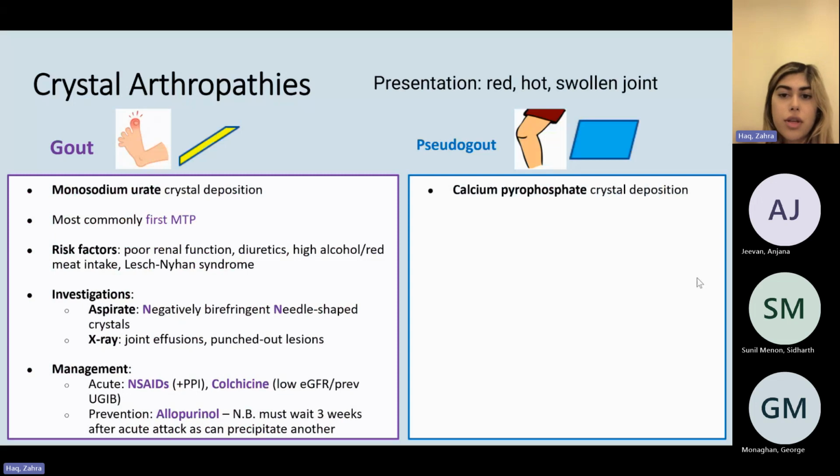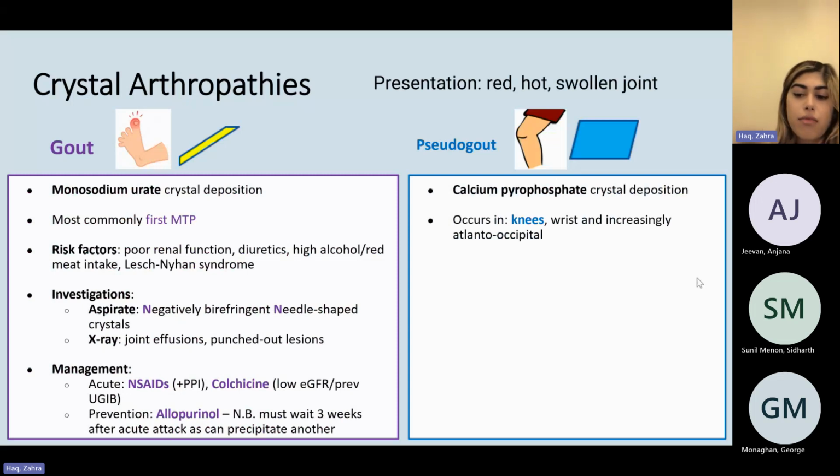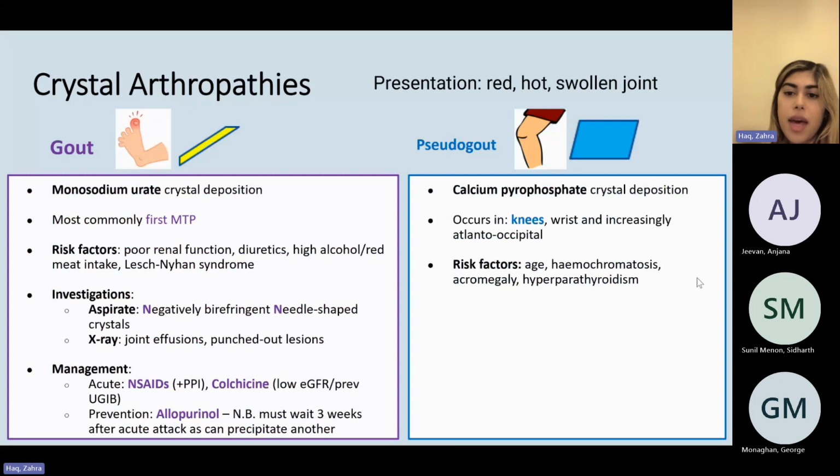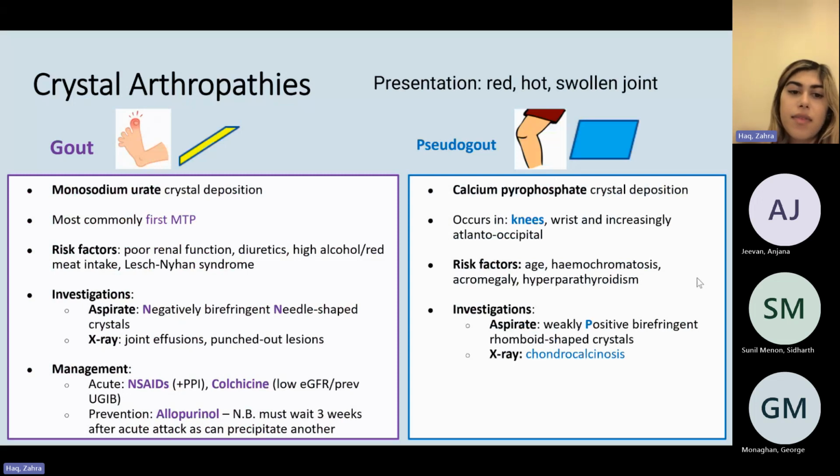So in contrast, pseudogout is calcium pyrophosphate crystals, which are deposited in the joints. And this occurs commonly in large joints, such as the knees and the wrists. The risk factors of this are hemochromatosis, acromegaly, and hyperparathyroidism. In terms of hyperparathyroidism, it's pretty self-explanatory because we get an increase in calcium in the blood due to that. In terms of investigations, aspirate the joint, and we get weakly positive birefringent rhomboid-shaped crystals, in contrast to the needle-shaped crystals in gout.